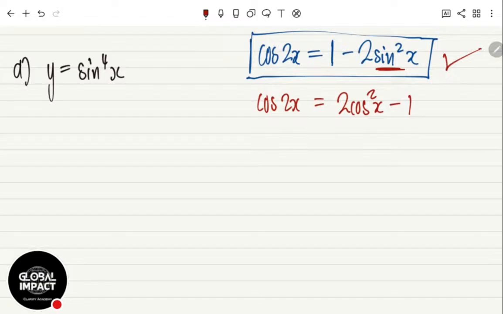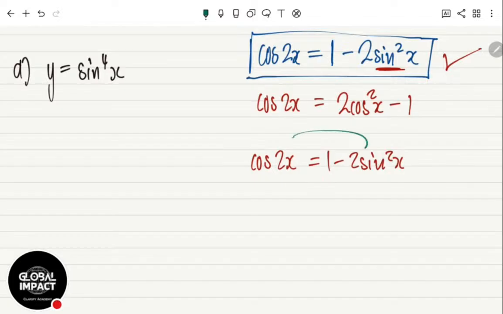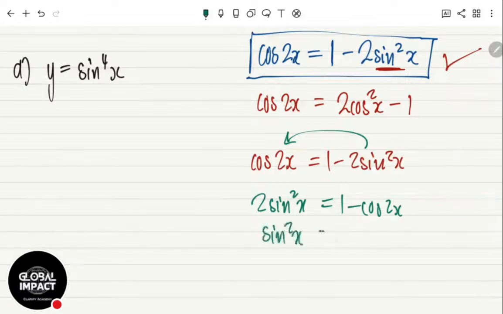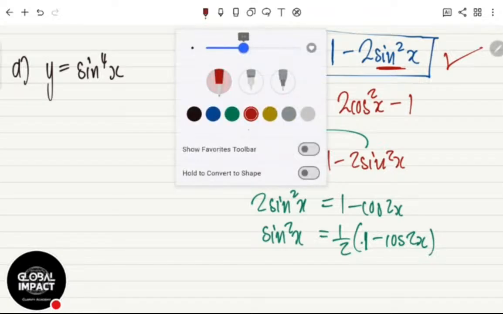So cos 2x is 1 minus 2 sine squared x. Remember this one. I make sine squared the subject of the formula, so I take it to the other side because it's negative. It will be 2 sine squared x equals 1 minus cos 2x. Now you take 2 to the other side. You're going to have sine squared x is equal to half of 1 minus cos 2x, because the 2 goes and becomes a half. So that's what we're going to do here. Sometimes you may have to do it twice, by the way.